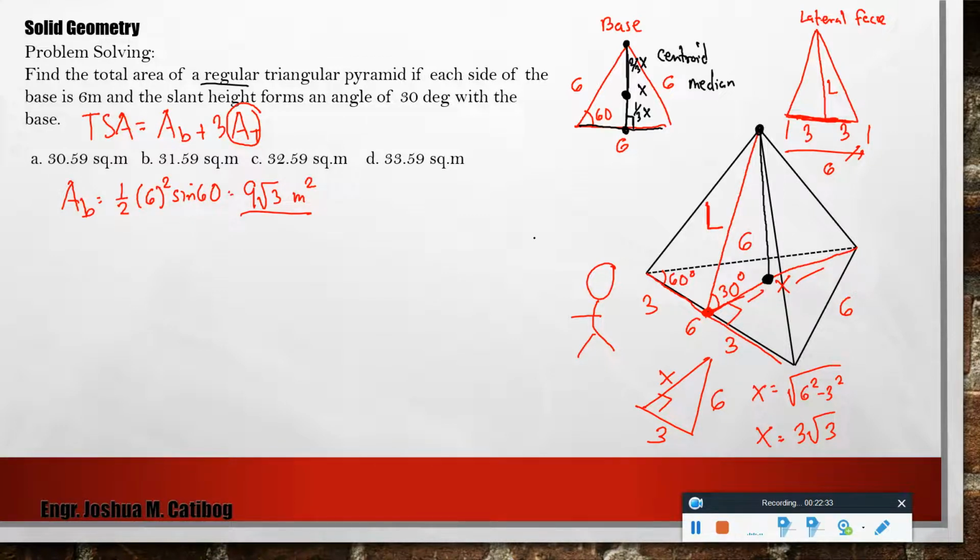Okay, so I will just erase something, para hindi ganong magulo. So, buburahin ko muna ito. Buburahin ko lang na konti ito siguro. Ayan.